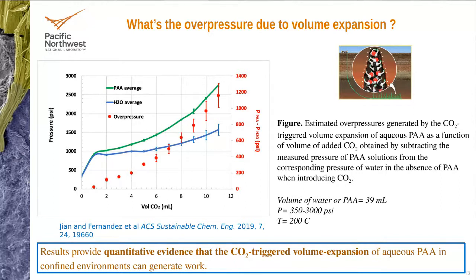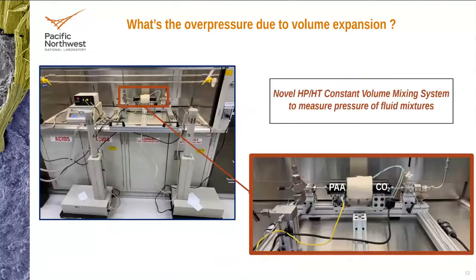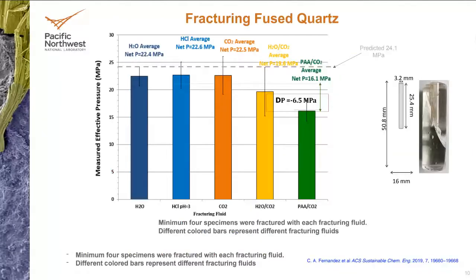And those values, depending on the concentration of CO2 in the cell, were in the order of as low as 100 psi to as high as about 1200 psi. And those are similar on average. Again, the experiments were done at 200 Celsius, but on average, these values are more or less similar to the difference in pressure required to fracture fused silica as compared to fracturing fused silica with just water, not the PA that reacts with CO2.